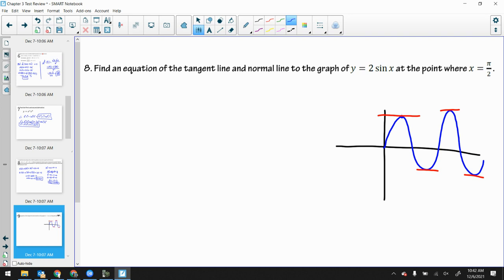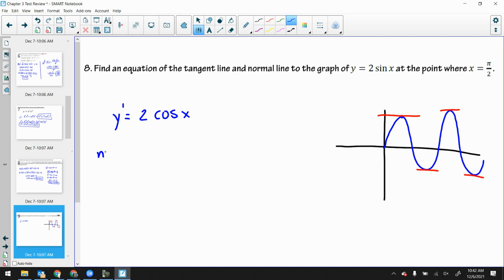Y is equal to 2 sine x, right? If I want to find the equation of the tangent line, you find the derivative, and then you plug in that value, because that's going to be your slope. Y was equal to 2 sine x, so y prime is equal to 2 times cosine x, right? Because the derivative of sine is cosine. 2 cosine x. So that's what the slope is going to be equal to.